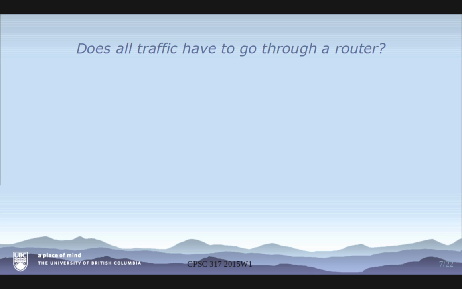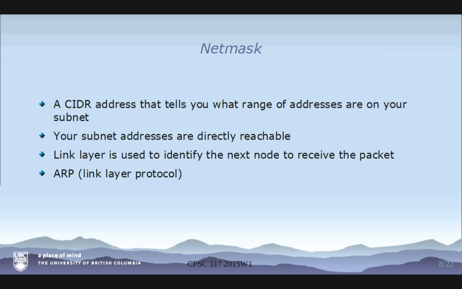Okay, so you've probably seen this in some of the readings, this idea of a net mask. A net mask is a CIDR address, but what it does is it tells you what the range of addresses are that are on your subnet. So what they're essentially saying is all of the following addresses you can find on your subnet. So if we had something like 172.16.2.0/24, that would tell us that all of the addresses 172.16.2.0 all the way up to .255 are potentially on your subnet.